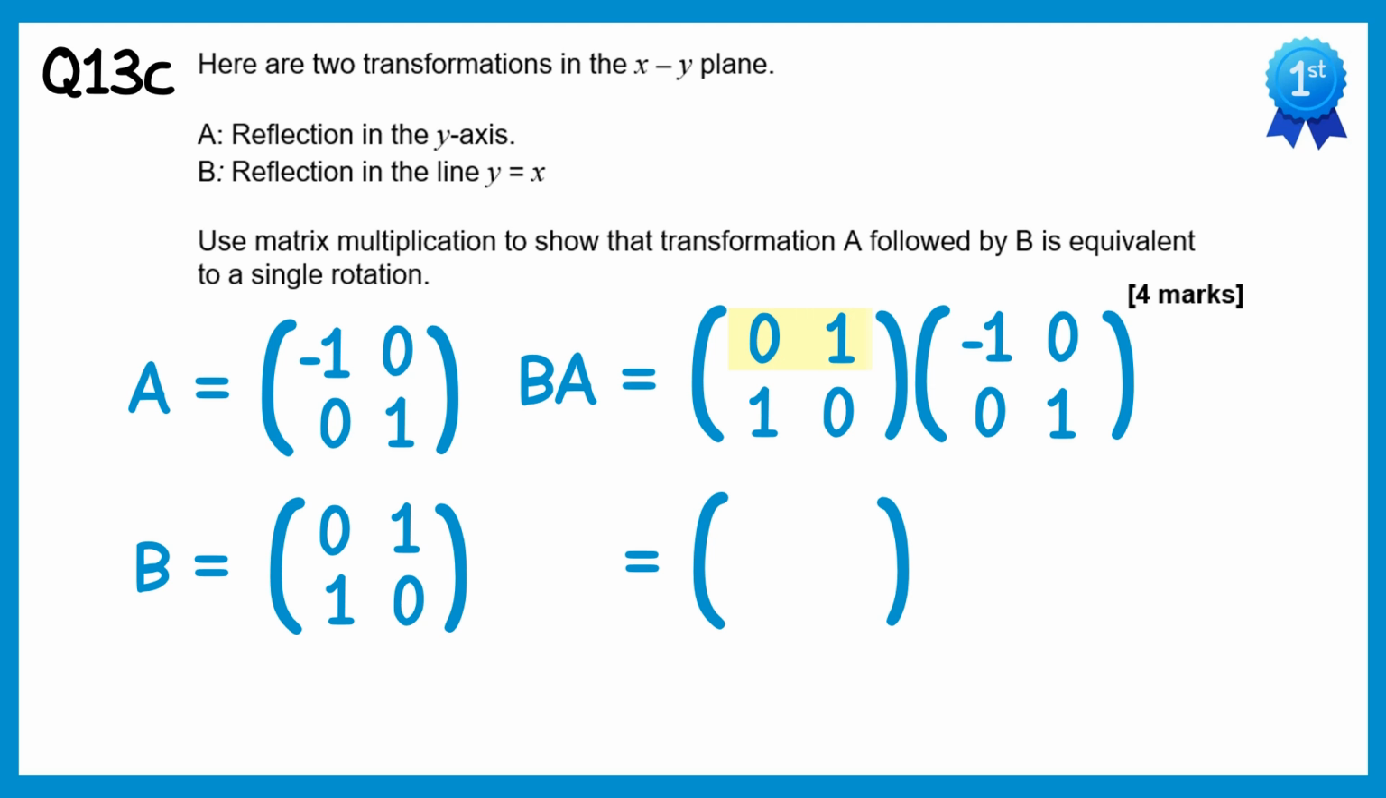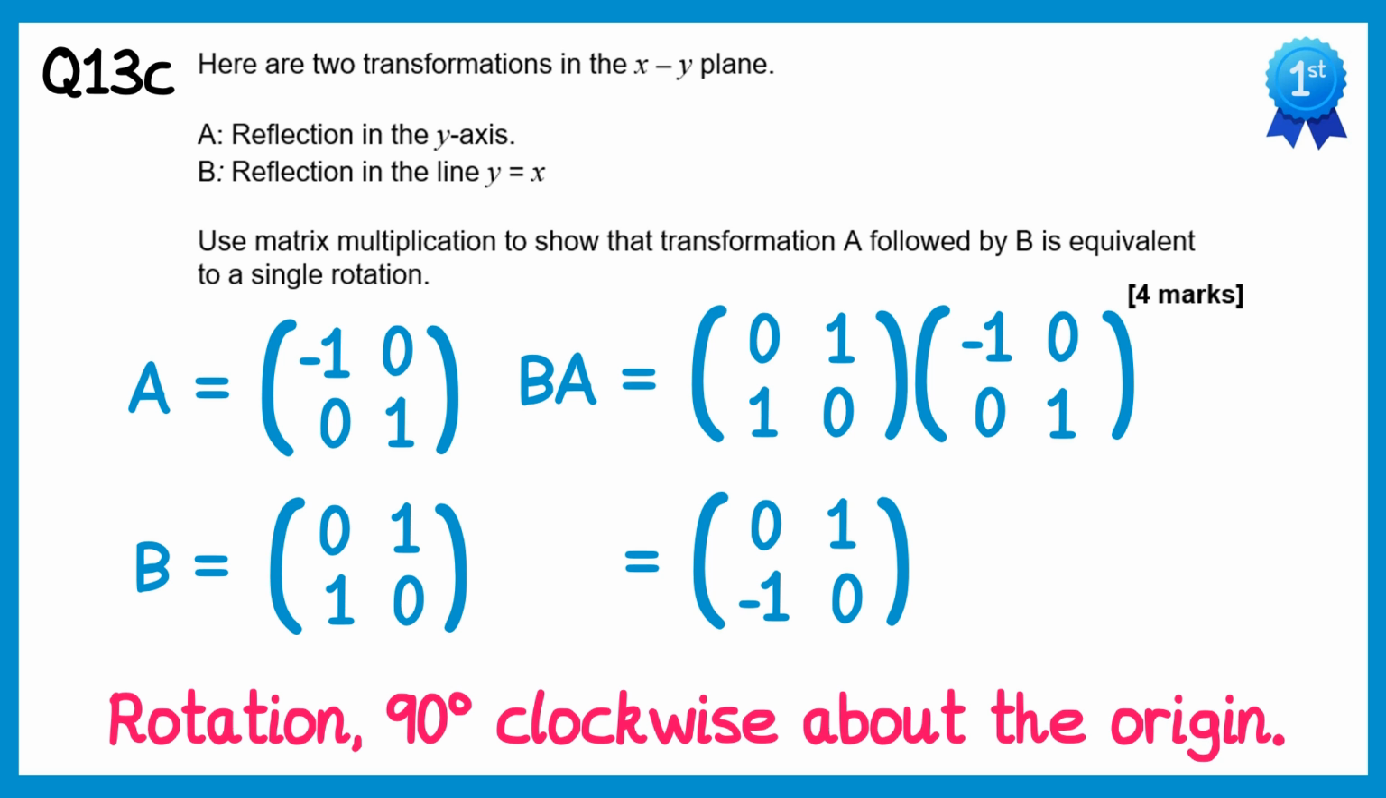So let's do 0, 1 with negative 1, 0. That gives you 0. 0, 1 with 0, 1. That gives you 1. 1, 0 with negative 1, 0. That's negative 1. And 1, 0 with 0, 1. That's 0. So this matrix here is a matrix which represents the transformation A and transformation B following after. We've been asked to show this as a single rotation, where you should recognise that this matrix is actually a rotation 90 degrees clockwise about the origin.